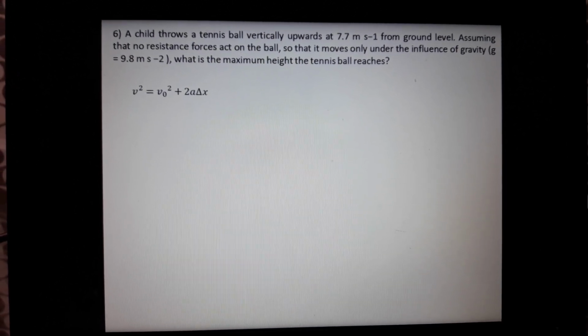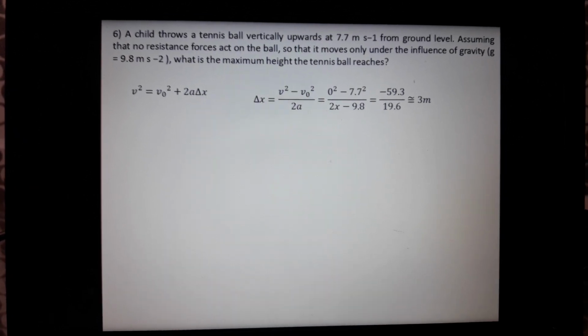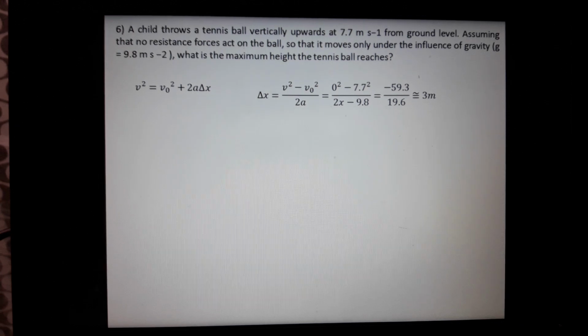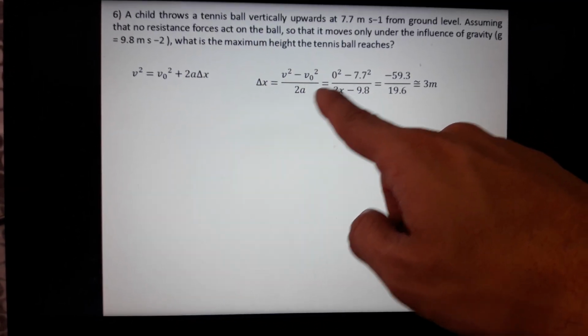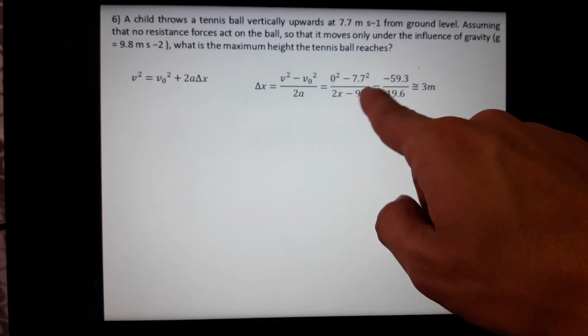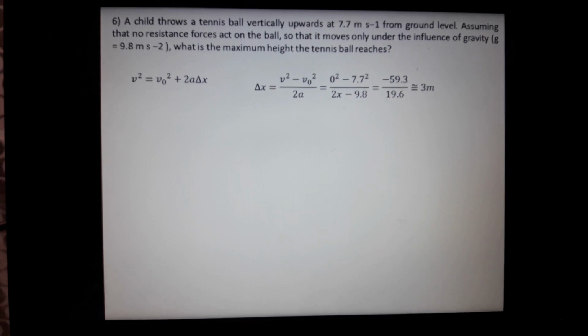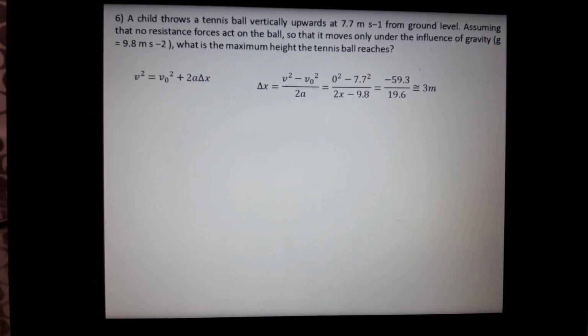So the same idea: we can use this formula and you will find delta x. Delta x is almost 3 meters. Again, the final velocity is 0, the initial velocity is here, and 2 times minus 9.8, and we have almost 3 meters.